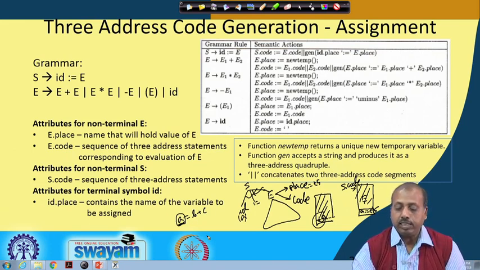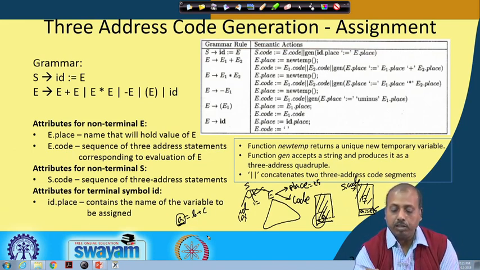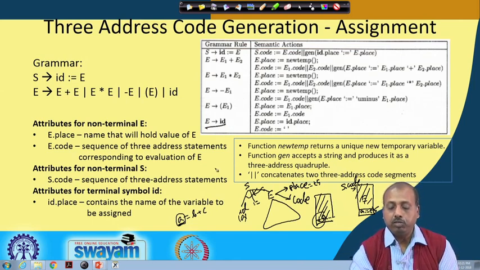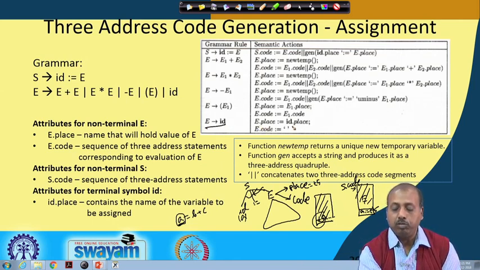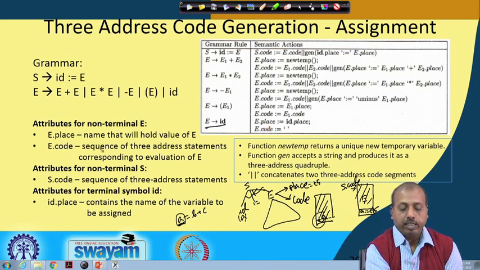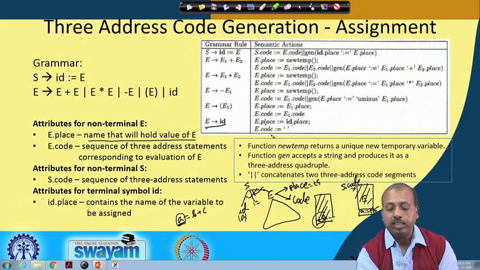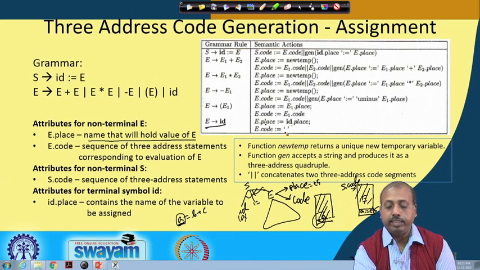Now, let us look into a very simple rule, E producing id. What is to be done? E dot place should be equal to id dot place, because E dot place holds the name that will hold the value of E, and id dot place holds the name of the id. So, naturally E dot place has to be assigned id dot place, and nothing else has to be done. E dot code is null.